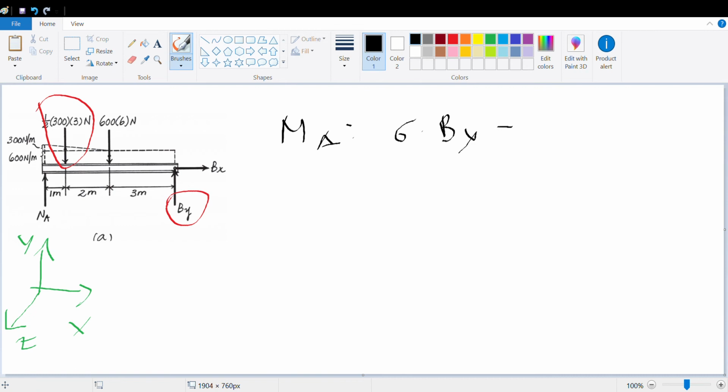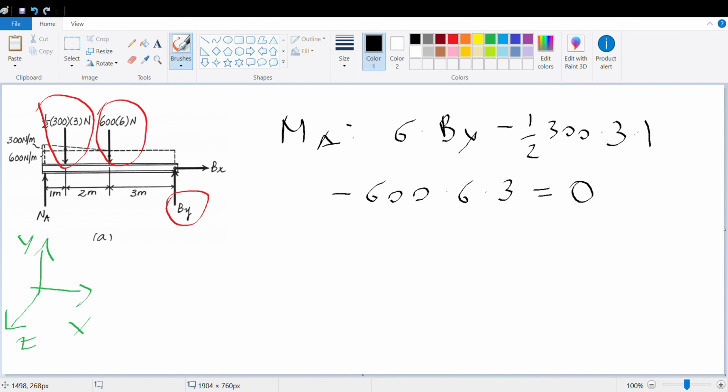So that component is negative 1/2 300 times 3 times the arm, which is just 1 meter. And then I have minus the moment produced by this other component of the force, which is 600 times 6 times the arm, which is 3. And this for equilibrium has to be equal to 0.